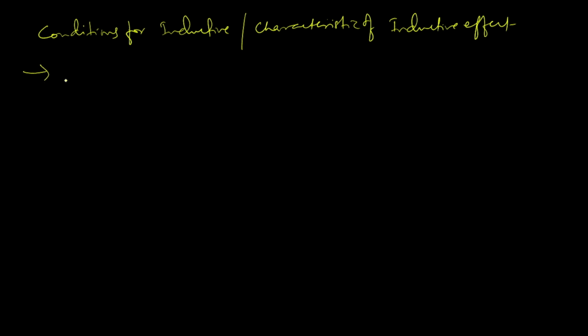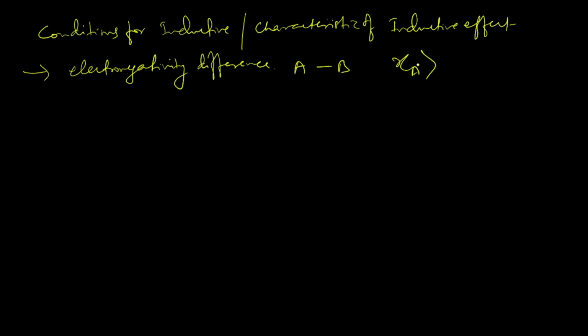First of all, we know that there should be an electronegativity difference between the bonded pair of atoms. Suppose A and B. There should be an electronegativity difference between A and B. Either the electronegativity of A will be greater than the electronegativity of B, or the electronegativity of A is smaller than that of B. Anything, but there should be an electronegativity difference. This will be the first condition, or first characteristic.